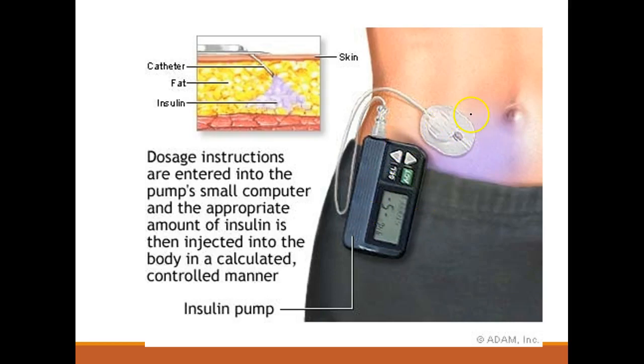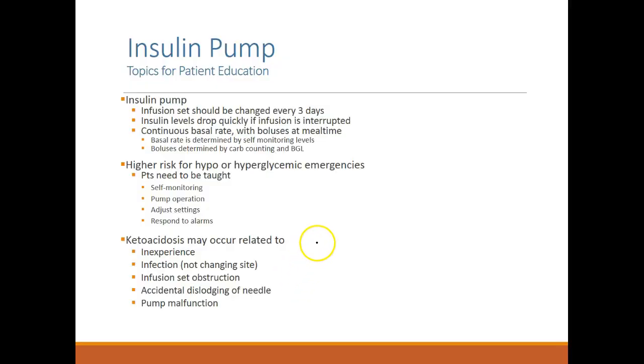Patients with pumps: there's a connection device here, and it is connected to a pump. It has different settings depending on the patient. You have a basal rate, which is in the background, and then also dosing for meals. The infusion set should be changed every 3 days. Some of the big problems for patients with pumps are that they need to be well educated. They need to be taught about self-monitoring, operations, and adjusting in response to alarms.